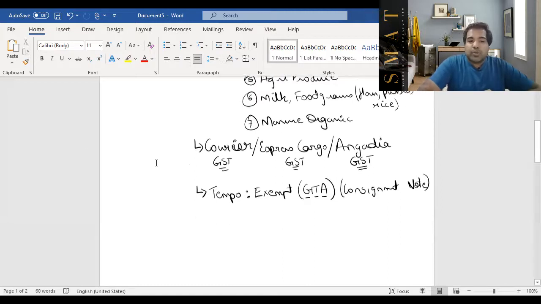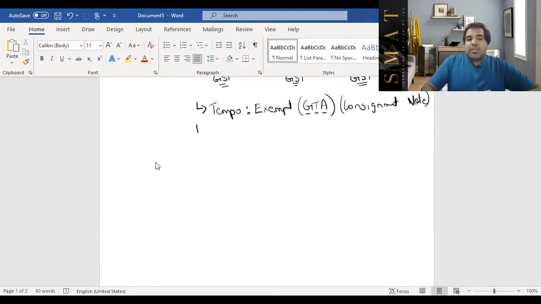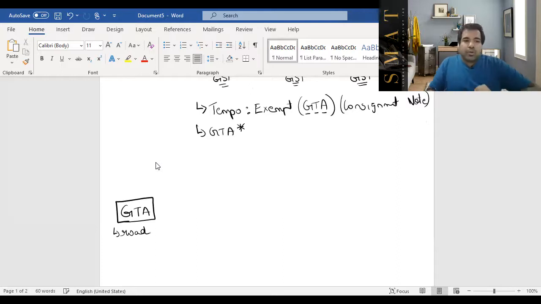And last, we come to GTA. Now guys, GTA has to be dealt with separately. So I'm going to put a star mark and I'm going to deal with GTA here. Now, what is the difference between a GTA and a small tempo guy? Two things. One is GTA is always transporting goods by road, which the tempo guy was also doing. But GTA is also giving you a consignment note.